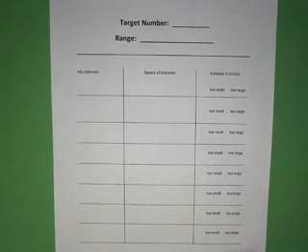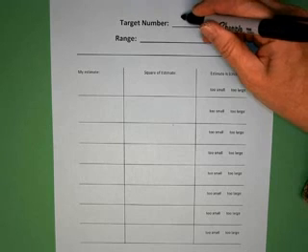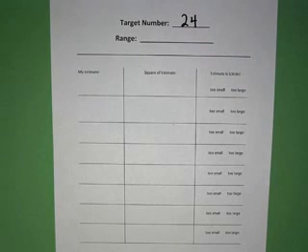Okay. So, using a teacher-prepared game board, such as this, would you like to select a target number? Okay, so I need to select the target number that is not a perfect square, and it has to be less than 64. I'm going to say 24. 24 is not a perfect square.